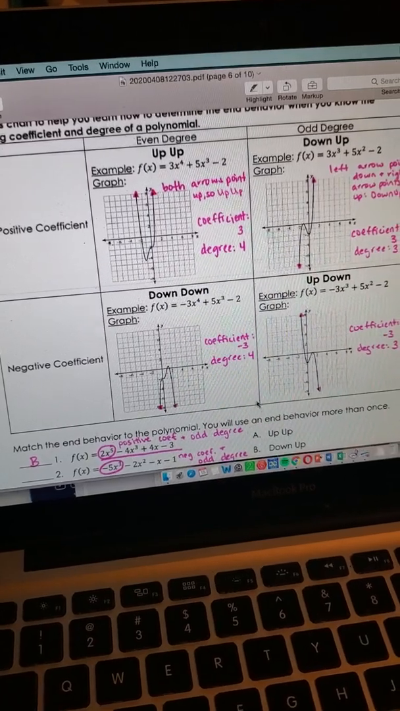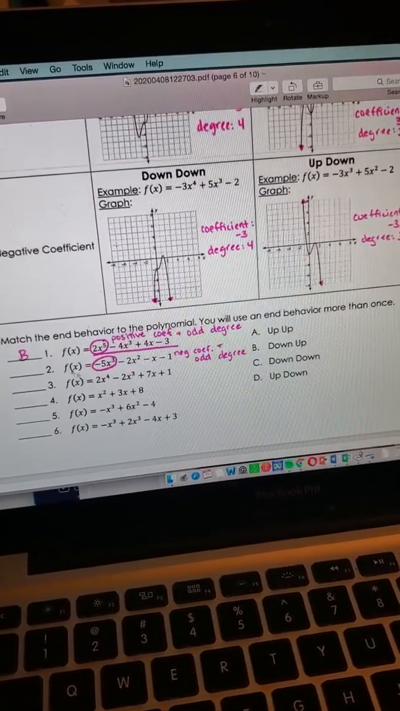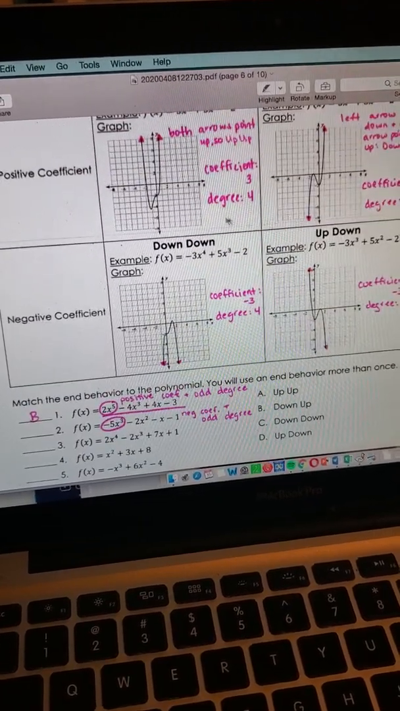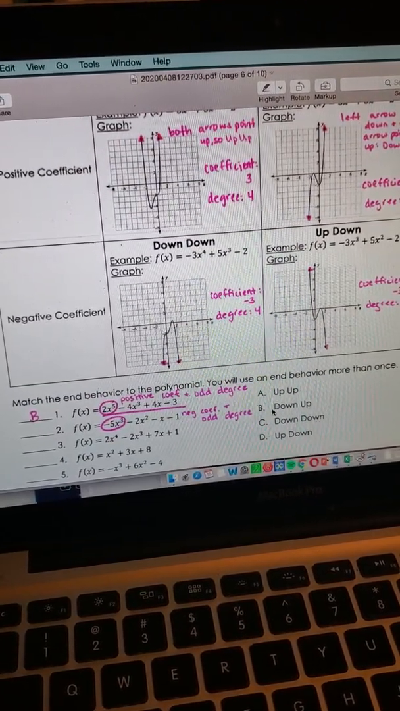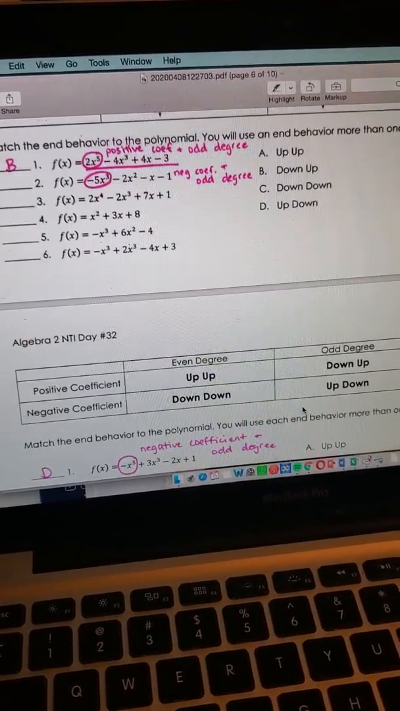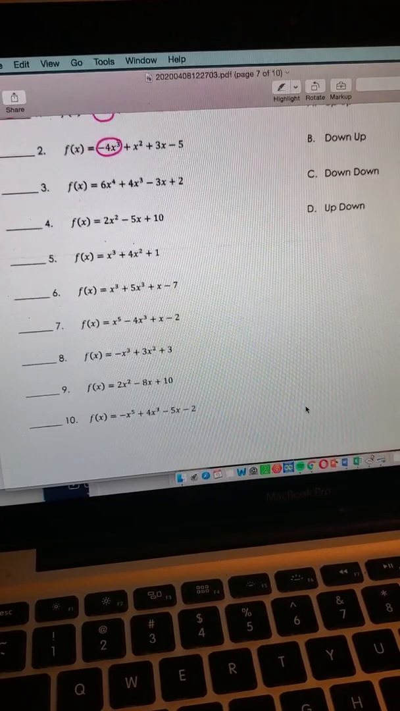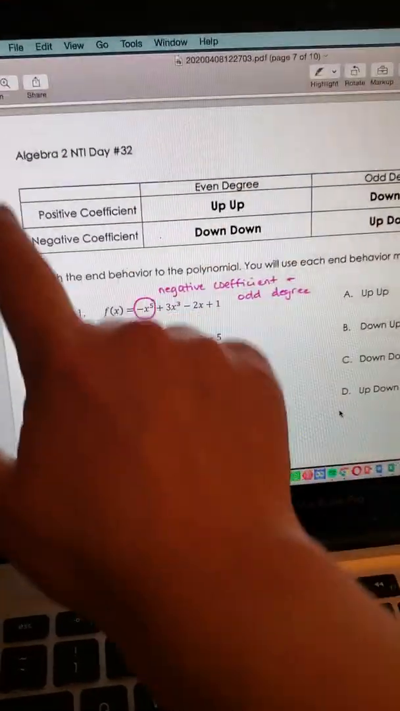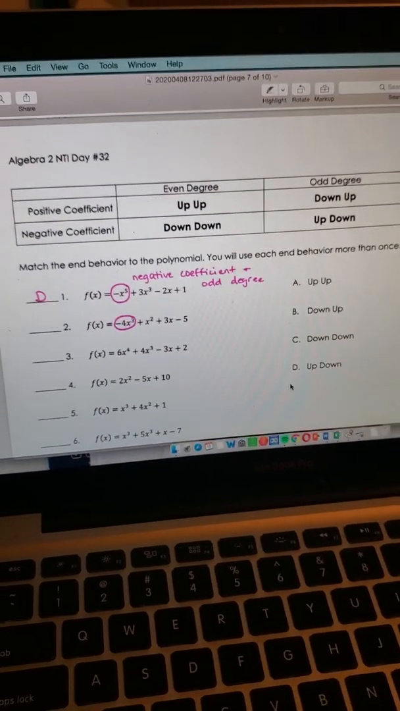That's all you need to look at when you are going through and doing these examples here. Looking at that first term, you come back up here and look in your chart and figure out which one of these end behaviors would be appropriate for that polynomial. And then the same thing here on day 32, and then there's just a condensed chart at the top of that paper telling you the same thing.